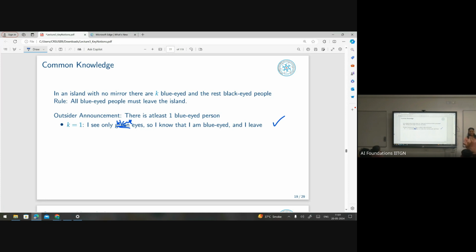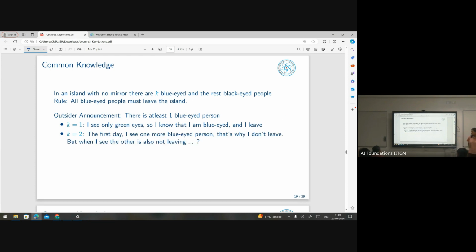No, everybody is seeing everybody. Let's assume that it's a small island, Andaman. K is equal to 2, what will happen? In the case K equal to 2, yes, so he'll have to agree with this. Yes, that's exactly the point.